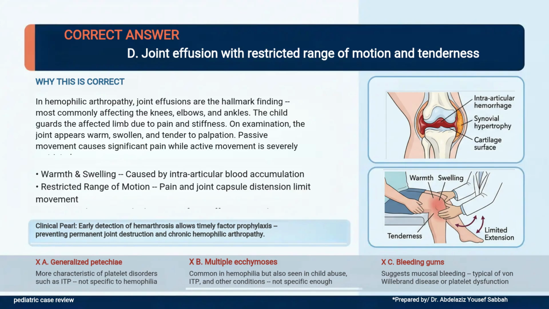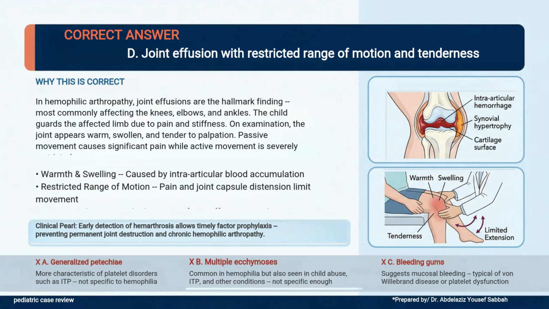In hemophilic arthropathy, joint effusions are the hallmark finding, most commonly affecting the knees, elbows, and ankles. The child guards the affected limb due to pain and stiffness. On examination, the joint appears warm, swollen, and tender to palpation. Passive movement causes significant pain, while active movement is severely restricted. 3 key signs to look for are warmth and swelling caused by intra-articular blood accumulation, restricted range of motion from pain and joint capsule distension, and a positive bulge sign where a fluid wave confirms effusion on palpation.